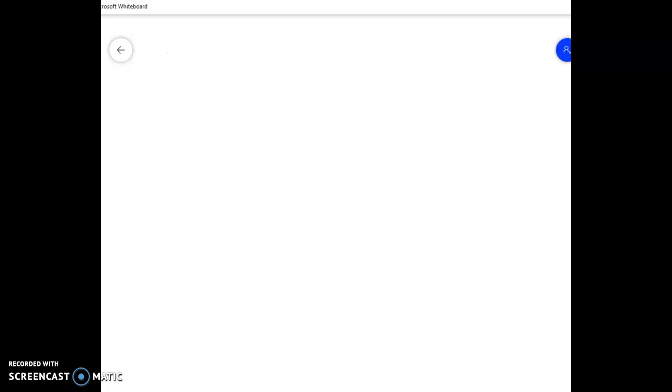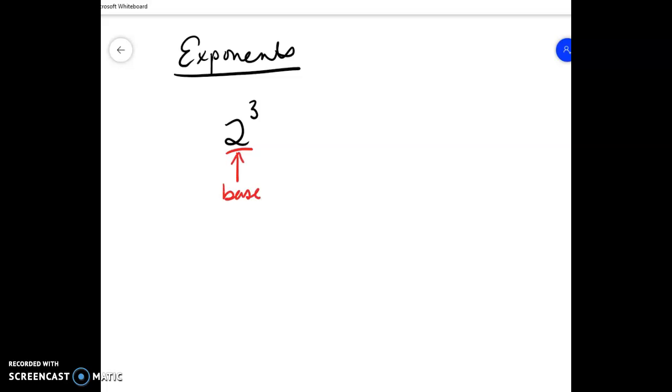So today I'm going to look at exponents and what they mean. So for exponents, you may see something that looks like this. This part here is called the base. The little number that is superscript and to the right is called the exponent.